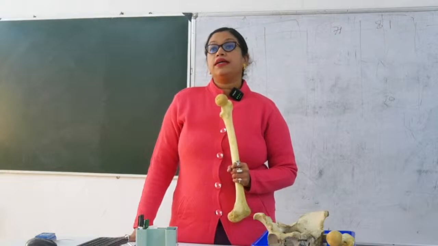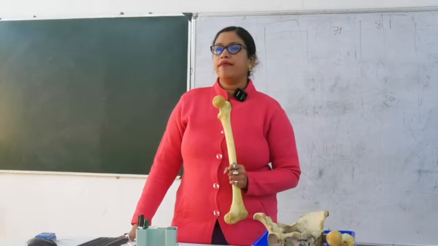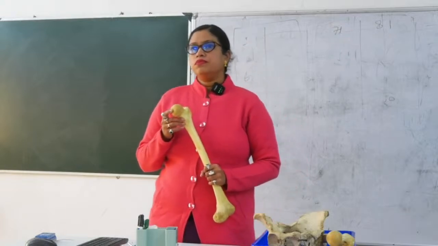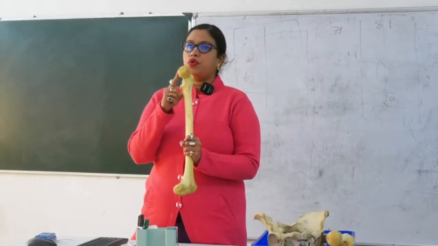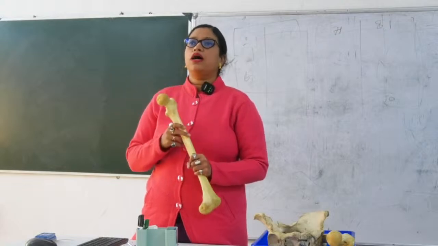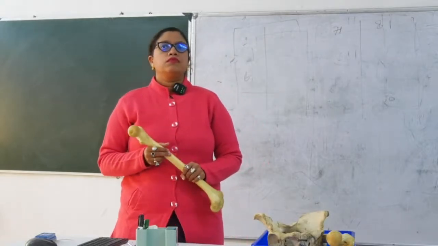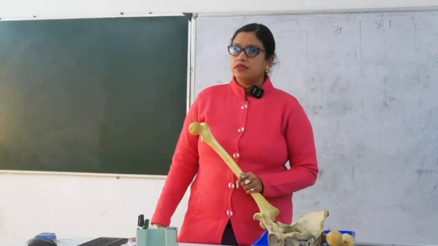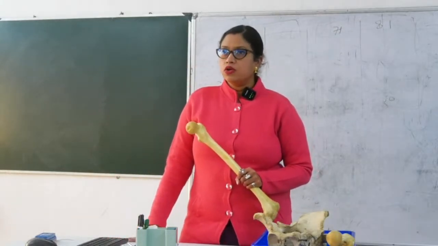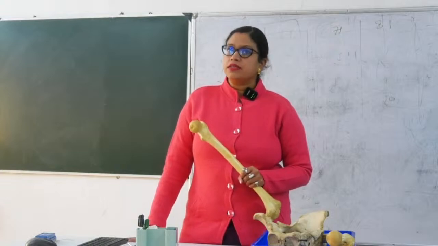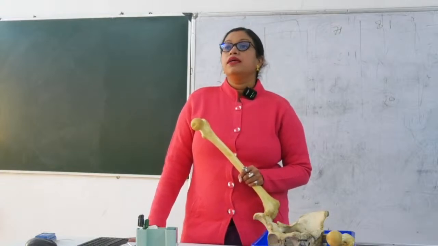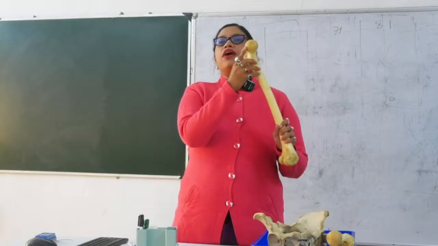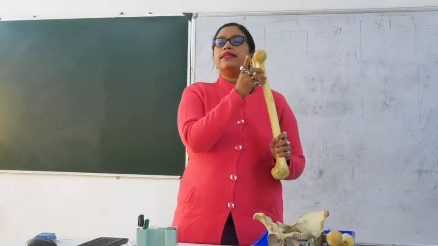I said there are three round ligaments in our body, in comparative anatomy. One is ligamentum teres femoris. Which are the other two? One is ligamentum teres hepatis, the round ligament of the liver. And another one is ligamentum teres uteri, which is found in the uterus.